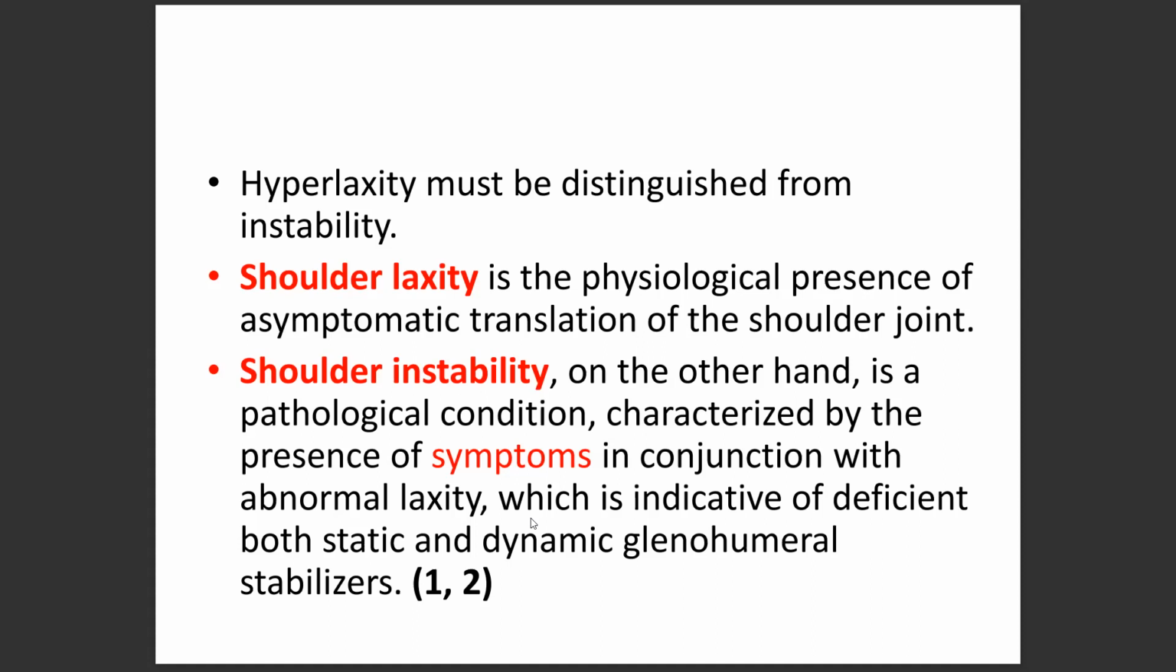Suppose we talk about the glenohumeral joint, so there will be more anterior and posterior translation of the humeral head inside the glenoid fossa without any dislocation or subluxation. So it doesn't mean that a person with hyperlaxity must present with instability. Shoulder instability, on the other hand, is a pathological condition characterized by the presence of symptoms in conjunction with abnormal laxity, which is indicative of deficient static and dynamic glenohumeral joint stabilizers.